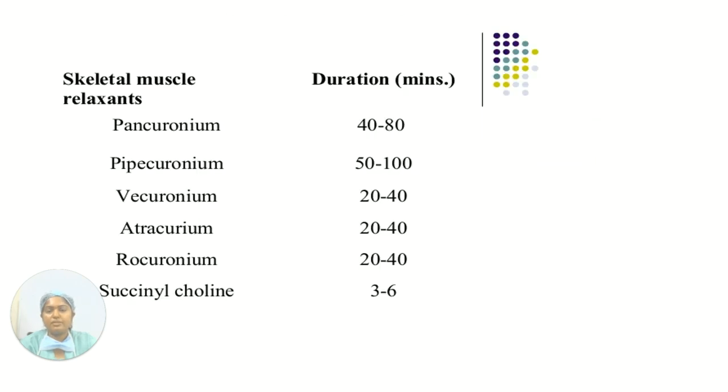And this is a slide which shows us the average duration of action of our muscle relaxants. Pancuronium is 40 to 80 minutes, pipecuronium 50 to 100 minutes, and vecuronium 20 to 40 minutes. Atracurium, rocuronium and vecuronium have an intermediate duration of action, about 20 to 40 minutes. Succinylcholine acts for 3 to 6 minutes.